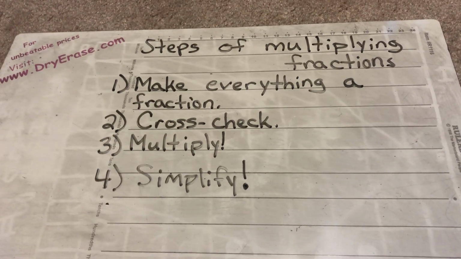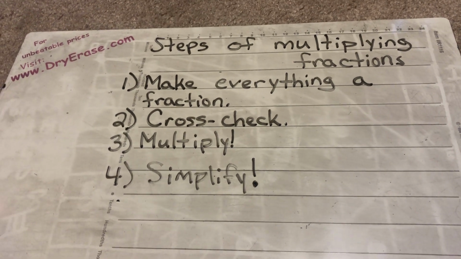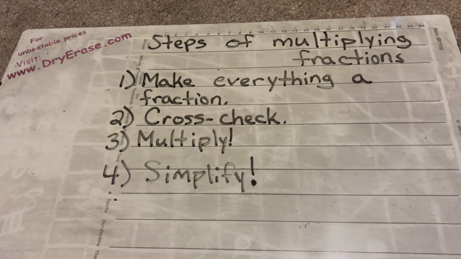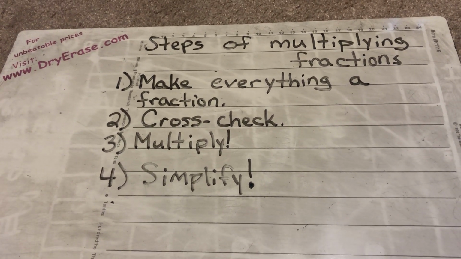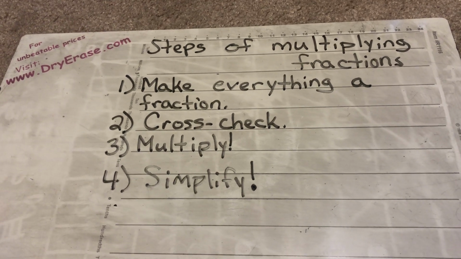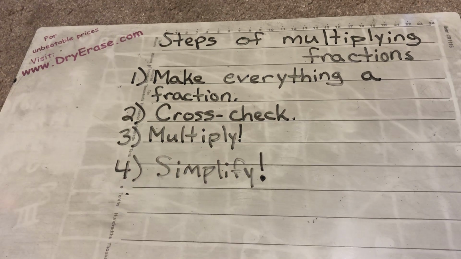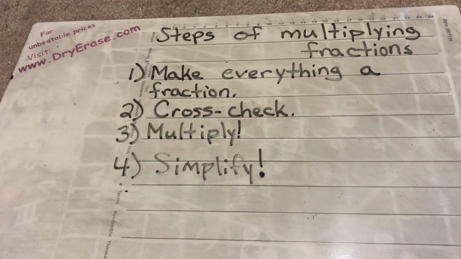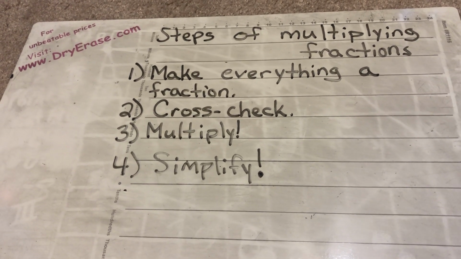I'm going to need you to pause the video, take a screenshot of this, write it down, memorize it, do something. Because these 4 steps are going to be at the root of everything we're doing here in chapter 9. Chapter 9 has like 8 different lessons, and it's all going to stem from this. Step 1, make everything a fraction. Step 2, cross-check. Step 3, multiply. Step 4, simplify.